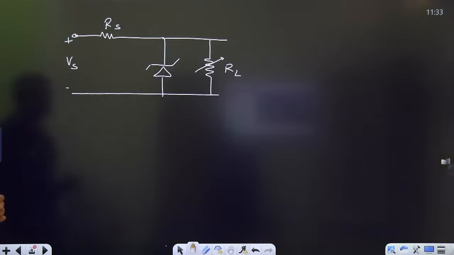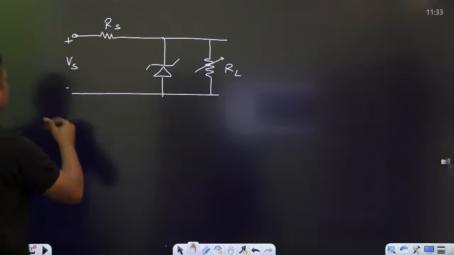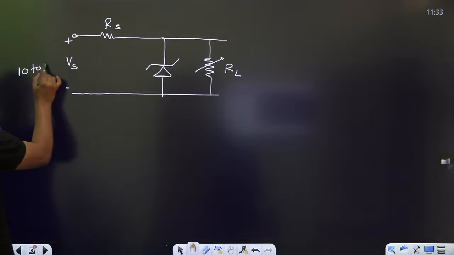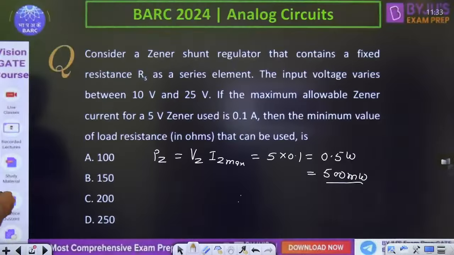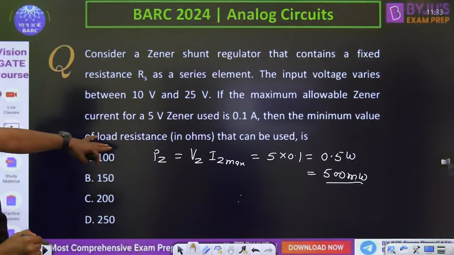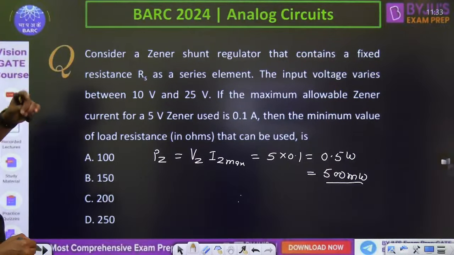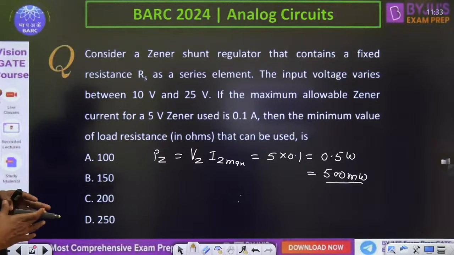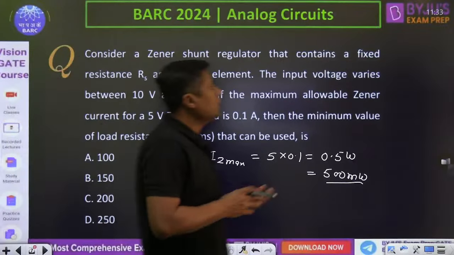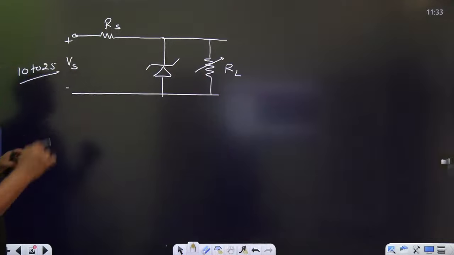Now what is the variation here? Variation in the input is maximum to minimum, 10 to 25 volt. What is the value of the series resistance given? Series element RS. Quickly you can solve this, right? The input voltage varies between 10 to 20. If the maximum allowable Zener current for 5 volt is 0.1, the minimum value of the load current that can be used is. Okay. Now, in a very simple case, there are two formulas.